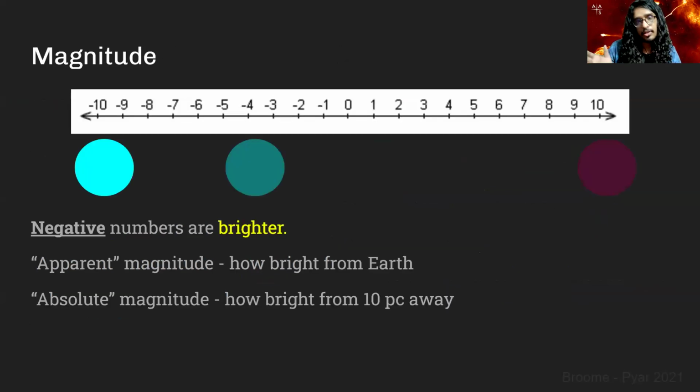So, magnitude. Magnitude is measured in a weird scale where negative numbers indicate that a star is brighter. Basically, this comes from the ancient Greeks, who first started cataloging these stars. And they came up with this very nifty system, which is that they found the brightest star in the sky, and they called it magnitude 0. They called the brightness 0.